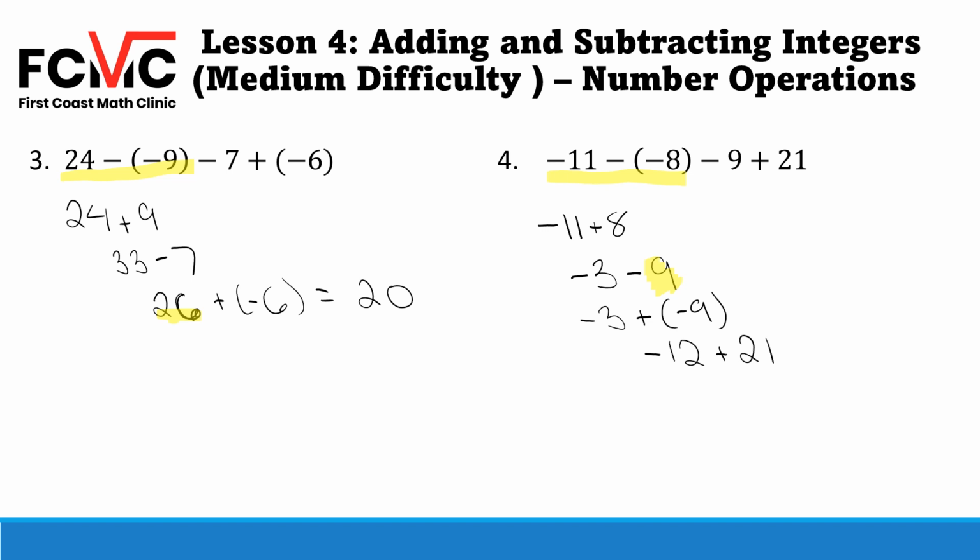Now we're adding two numbers of opposite signs, so we want the difference. Well, what's the difference between 12 and 21? The difference is 9. Which of these two numbers is further from 0? Is it the negative 12 or is it the 21? Well, the 21, right, is further from 0 than negative 12. And since the 21 is positive, our answer is going to stay positive. So our answer here is going to be positive 9.